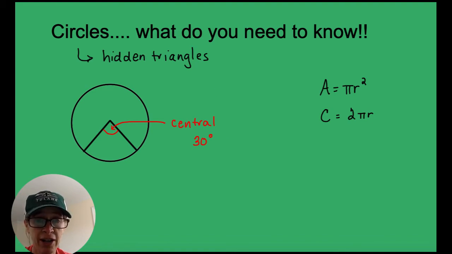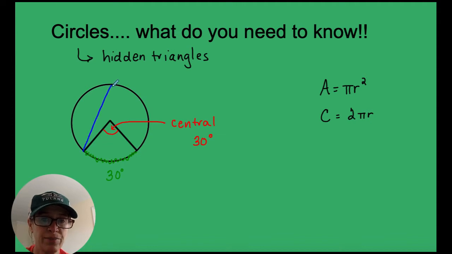Now, the arc that it cuts off, this guy, also has a degree measure, which we would say is also 30 degrees, because the central angle of a circle is equal to the measure of its arc.